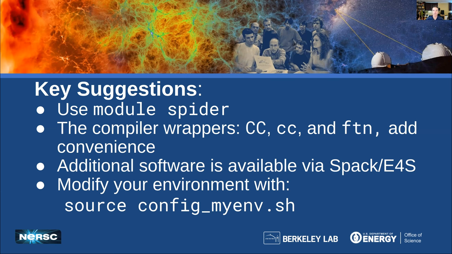And this is going to be my last slide, but my key suggestions to remember from today are that module spider is what you want to use from now on. The Cray compiler wrappers, capital CC, cc, and ftn for Fortran, are going to add a lot of convenience and do a lot of optimizations for you. There's even more software available through the Spack and E4S modules. And if you want to modify your environment on a regular basis, please write a script that you can source each time.